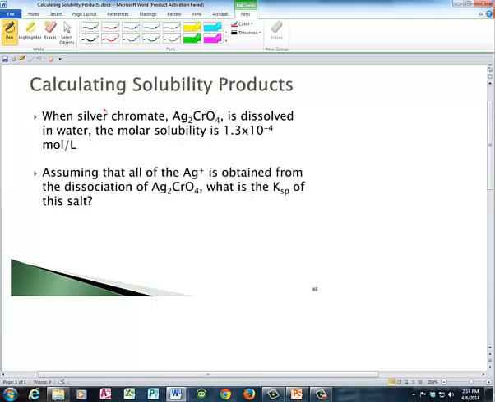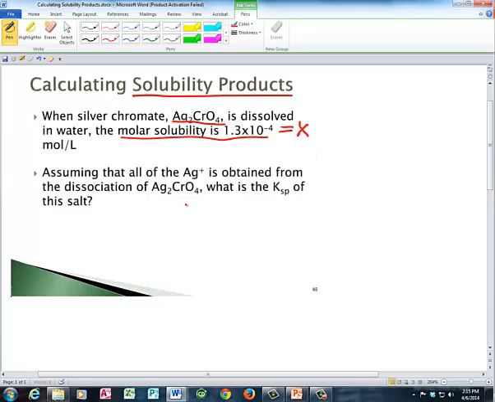Now that we know what molar solubility is, we can calculate the equilibrium constant, what we call the solubility product, for a particular substance if we know its molar solubility. In this case, the molar solubility of silver chromate is equal to 1.3 times 10 to the minus 4. All you have to remember here is that 1.3 times 10 to the minus 4, the molar solubility of silver chromate, is equal to X. What we want to do now is calculate the solubility product, the Ksp, and we do that based on the ICE table.